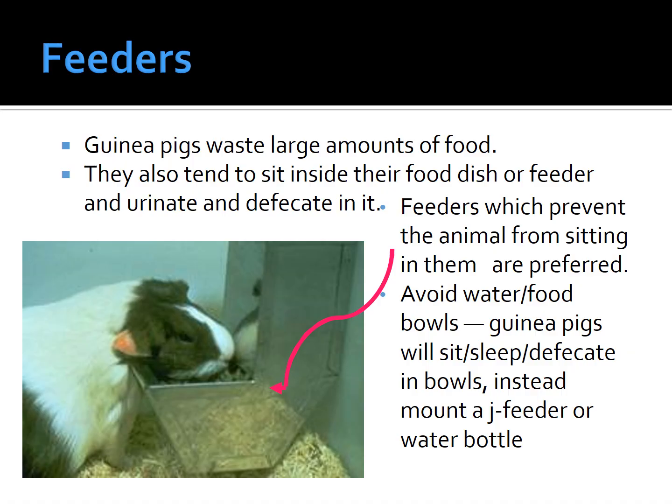Guinea pigs are known for wasting their food. They're known for sitting inside their feed hoppers and peeing and pooping in them. In lab animal industries, we give them J feeders. They're called J feeders because they look like the letter J, and that keeps them from sitting in their feeder and then pooping in it.